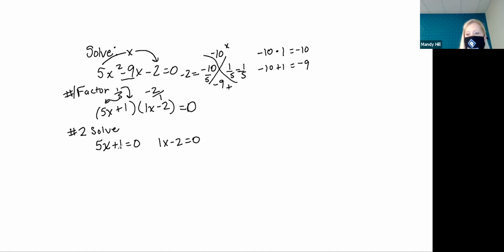So we go to the side with the x on it. We subtract 1 from both sides of the equal sign. Going to bring down our 5x here and divide by 5. So one of the answers that makes this work is negative 1/5.